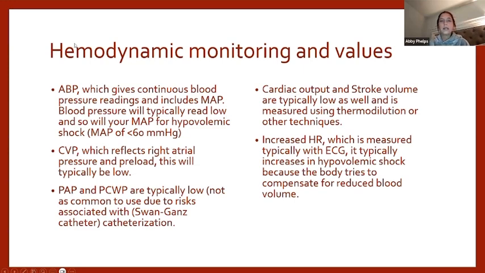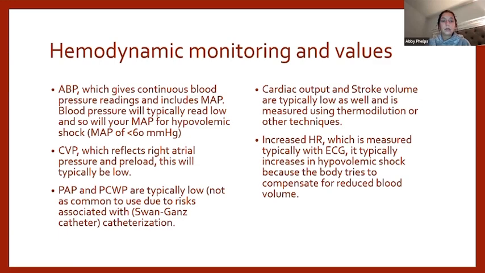Right, so hemodynamic monitoring and values. The patient's arterial line gives continuous blood pressure readings and includes the patient's MAP. So their blood pressure will typically read low, and so will your patient's MAP for hypovolemic shock. And typically it'll be less than 60 millimeters of mercury.